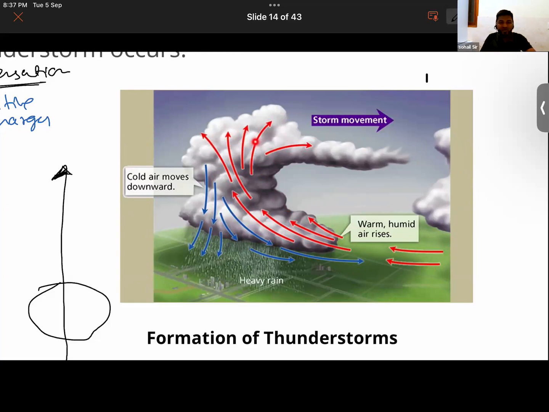Water vapor will be converted into raindrops. Also, the temperature here will start to lower down. So the air will be cooler. The cooler air will start to move downwards, bringing rain. Is it clear?